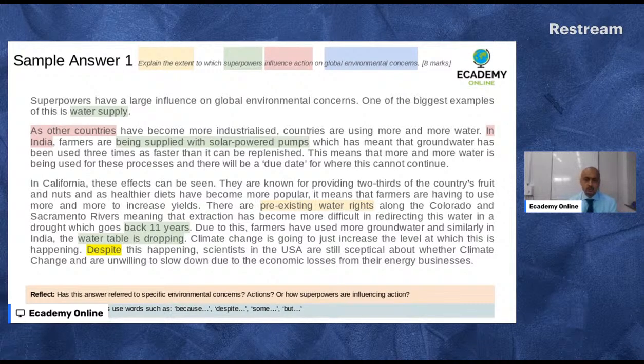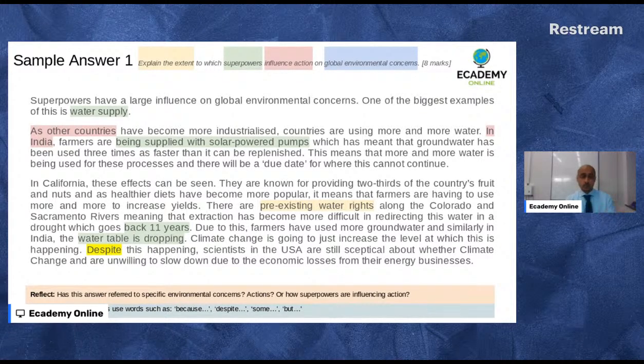Because it starts talking about farmers being supplied with solar power pumps. That's great. That's a solution. And then that's leading to X, Y, and Z. But it's still not addressing the question. The question is asking how superpowers are influencing the action, right? And I assume from how it's written that this candidate is thinking, well, India is a superpower. And it's not, right?